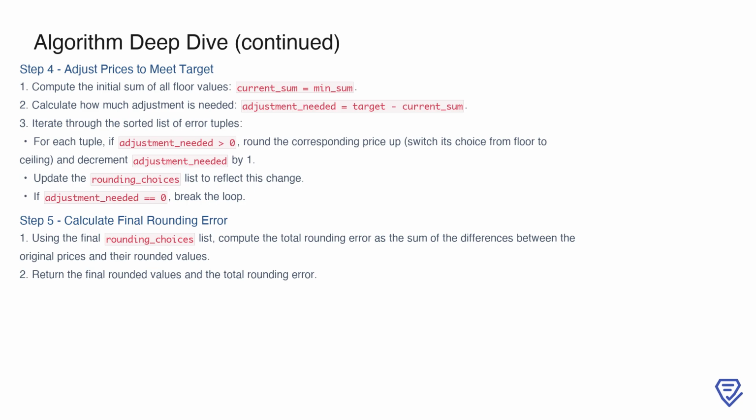Finally, with the rounding choices finalized, we calculate the total rounding error. This is done by summing up the absolute differences between the original prices and the values they were rounded to, as indicated by the rounding_choices list. The algorithm then returns the rounded prices and the total rounding error as the solution.